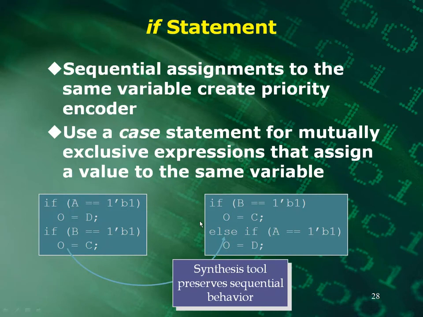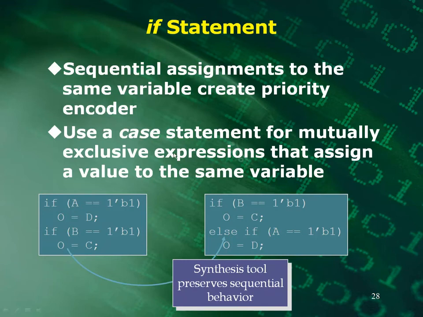Sequential assignments to the same variable create a priority encoder. So here you see that I said if a equals 1, output equals d, and if b equals 1, output equals c. When you write it like this, it actually produces this, but I prefer that you do this and not this. But be aware that you can do this.